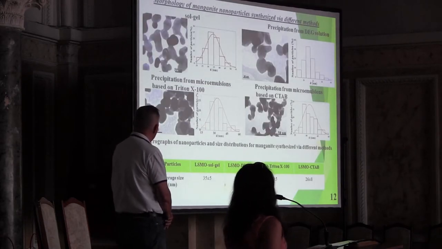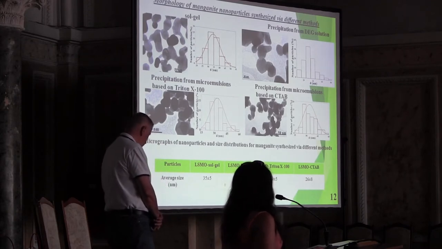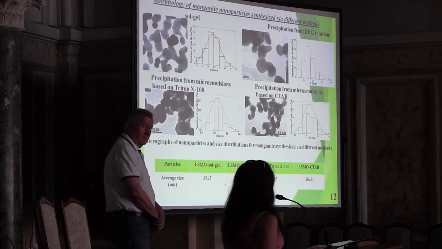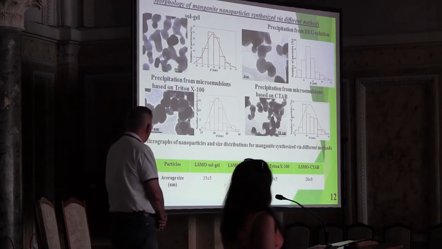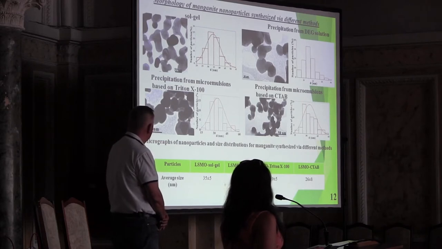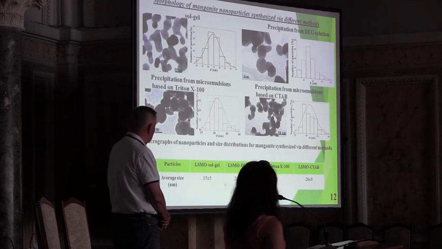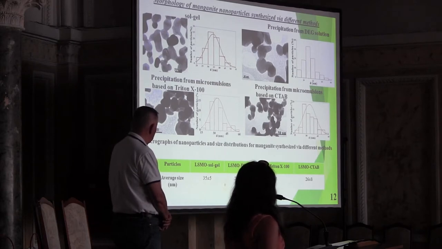Morphology of all synthesized nanoparticles was studied using TEM microscopy, and on this slide you can see the corresponding micrographs. And we also calculated average sizes and particle size distributions for all samples. According to the obtained histograms, you can see that all particles have a narrow size distribution, and the average size of nanoparticles is in the range of 20 to 40 nanometers.